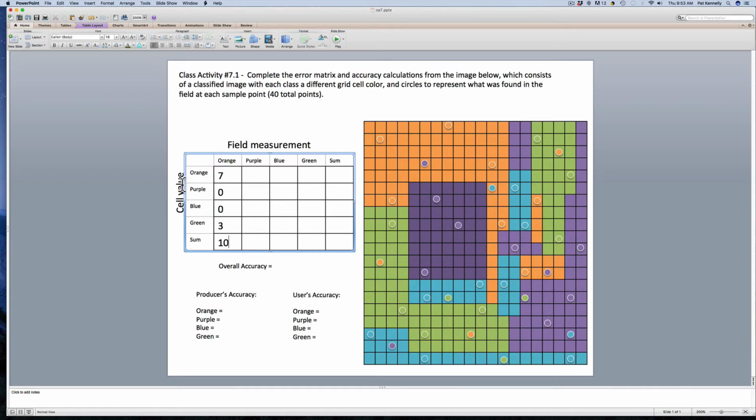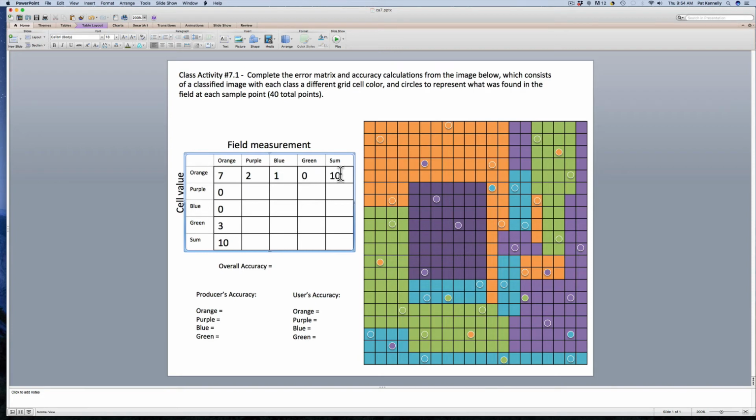We could look at the cell values and see what the field measurements were within those cell values. So if we look at all of the orange cells, once again, we're going to find the same number there, right? We're going to find 7 oranges in there. If we look at all the orange cells, I'm also seeing 1 purple here and another purple over here, so there's 2 there. If I look for the places where, once I went on the ground, I determined there was orange, and I look if any of those fall in blue categories, there is 1 blue, which is shown here, so I'm going to put a 1 in the blue. And if I look through the orange areas, I don't see any green circles at all falling on the orange grid cell. So I'm going to put a 0 here.